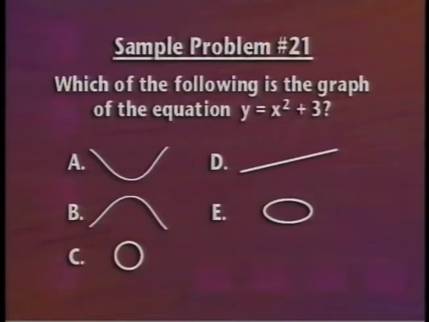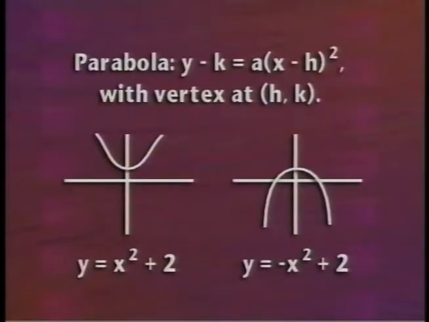Which of the following is the graph of the equation y equals x squared plus 3? First, let's review some key formulas for graphs. The formula for a parabola is y minus k equals a times (x minus h) squared. Examples of parabolas you might see on the ACT are of the form y equals x squared plus 2, or perhaps y equals negative x squared plus 2.